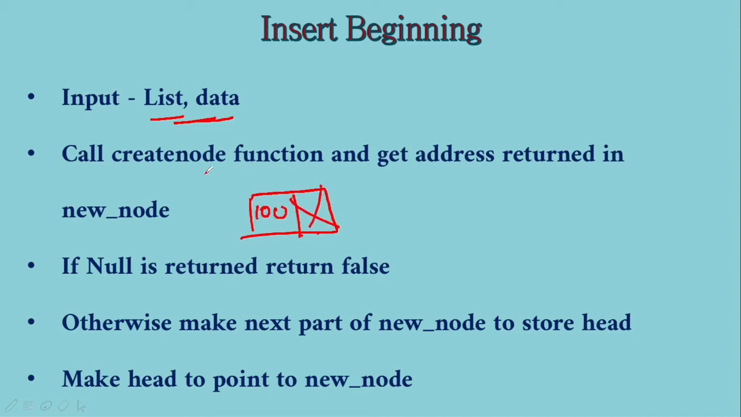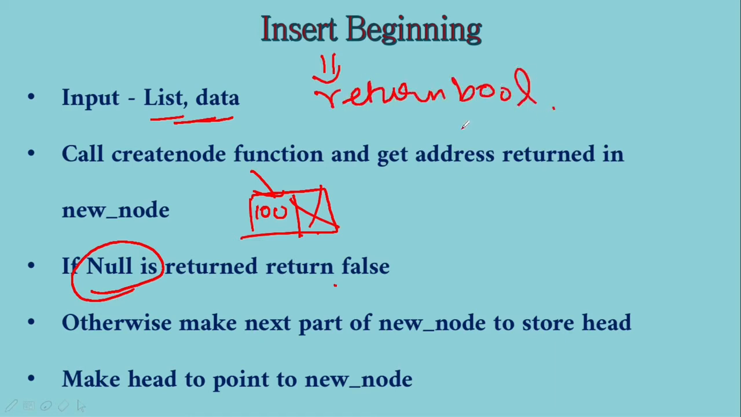So for that I will be calling the create node function, and that function will be giving the address of the newly created node. I will check if the value returned is null. If the value returned by create node is null, then you will return false, because my insert beginning will return a bool value. It will return true when the operation is successful, and it will return false when it couldn't perform the operation. So if null is returned by the create node function, then you will return false.